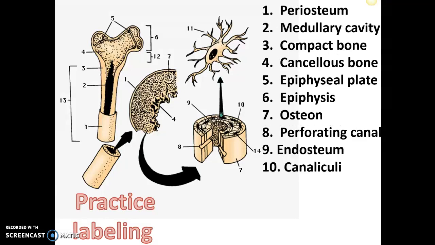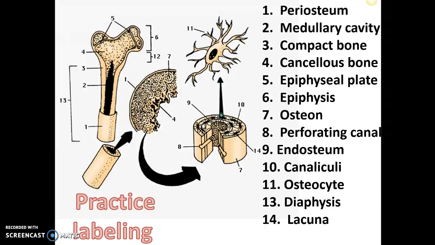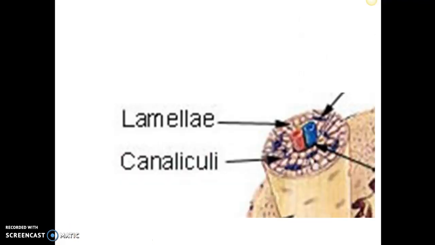10 is the canaliculi, little tiny canals which allow blood and nutrients to seep to and from the cells and the blood vessels in the central canal. 11 again is our osteocyte. And 13 is the diaphysis, the shaft. 12 would be the neck of the bone, but that's next unit, so we'll ignore that. Oh, 14 is lacuna. We forgot about little lacunae hidden down here. 14 is right next to the big number 9 in the labels.